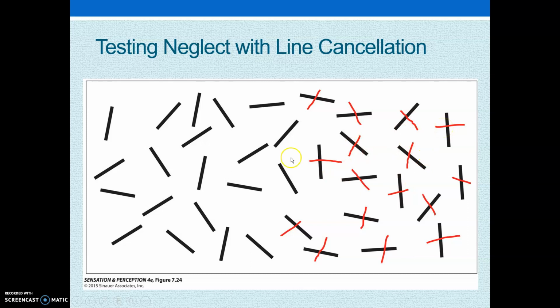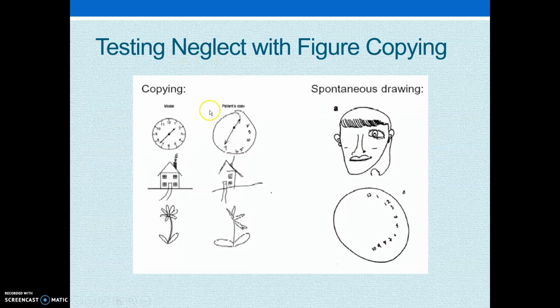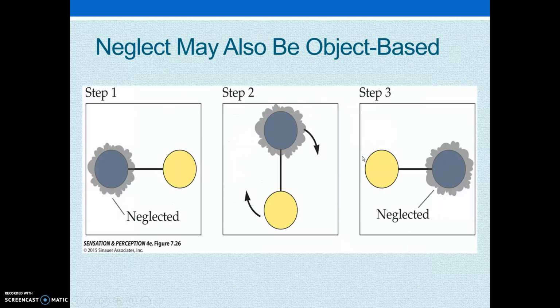And what you can see here is that in general, they're able to bisect. For the most part, they're able to bisect these lines. You might actually notice that there is a bit of a bias toward the right. It's not always perfectly in half. It's kind of shifted over to the right. But notice that in general, they don't pay attention to the lines that are in the left. If you have people actually copy figures or draw spontaneously, you will often tend to notice that they forget or do not pay attention to the left half of space, whether they are copying a figure or drawing from memory.